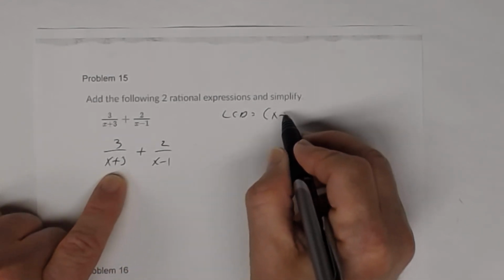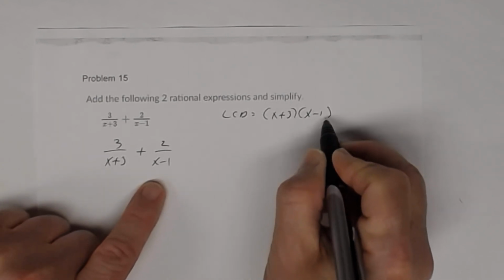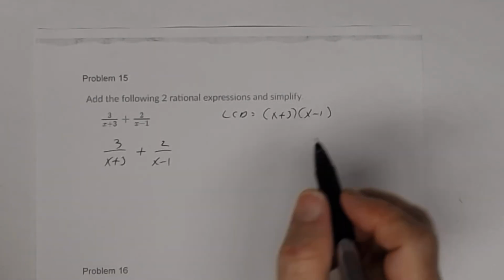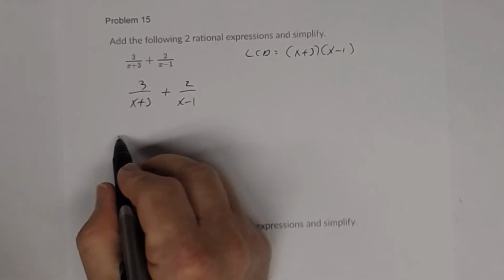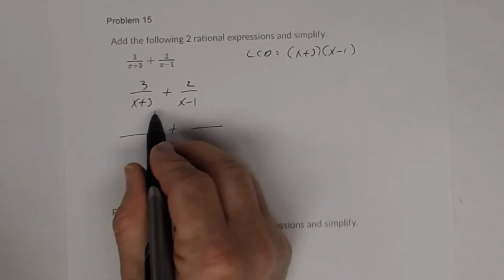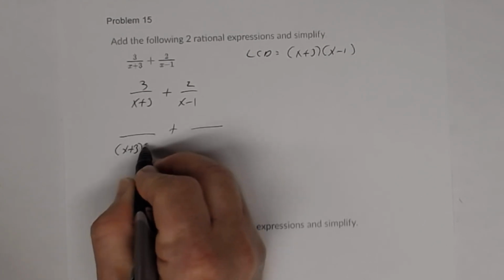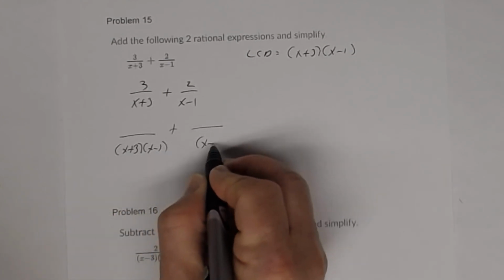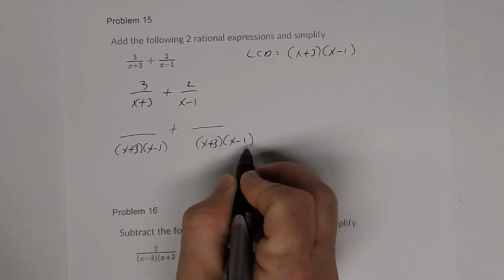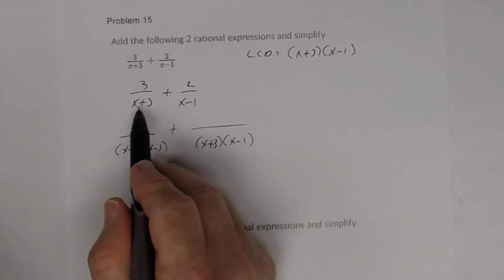So I see an x plus 3, and I see an x minus 1. So there's your least common denominator. It's a product. Now what you're going to do is write two fractions with that denominator. x plus 3, x minus 1. x plus 3, x minus 1. And then you're going to write equivalent fractions.